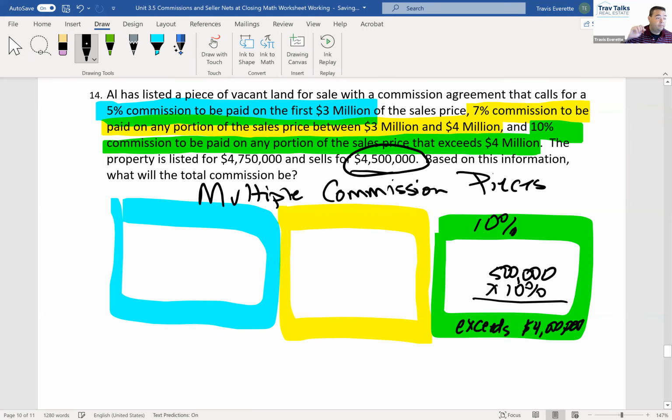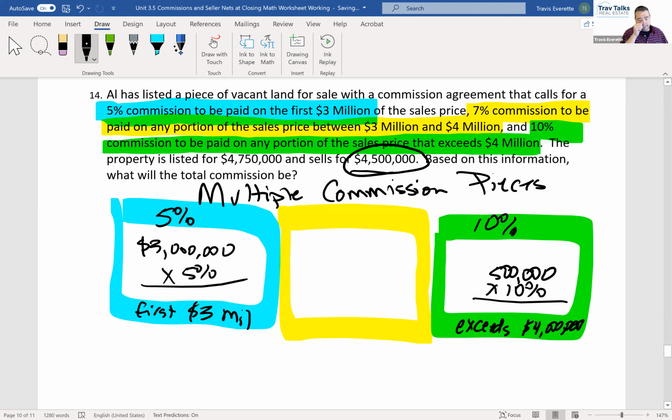All right, now that I've seen the high end, I like to do the low end, and then I'll kind of fill in the middle and see what I'm missing, what I'm not getting paid on. So I'm going to go to the blue one. It says 5% commission. So I'm going to make a note of that for myself, 5% on the first 3 million. Well, that's just going to be 3 million times 5%. For that math, that one's easy. 3 million times 5%. There's my first 3 million. So I've taken care of that one.